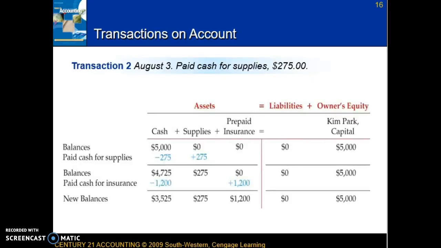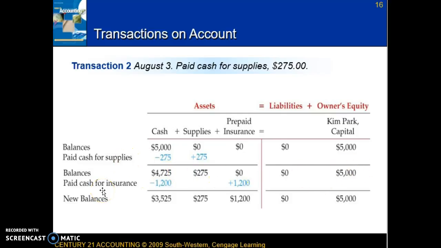So a little more examples. These are right from the textbook. If we paid cash for supplies, supplies is a new assets account that we have. Supplies could be books, paper, desk, anything. So if we paid $275 for cash, our cash account would go down because we are paying cash. It's leaving our bank account, but we are increasing the amount of supplies we have on hand by $275. As you can see after that, our balances are on the first line and they are all equal.